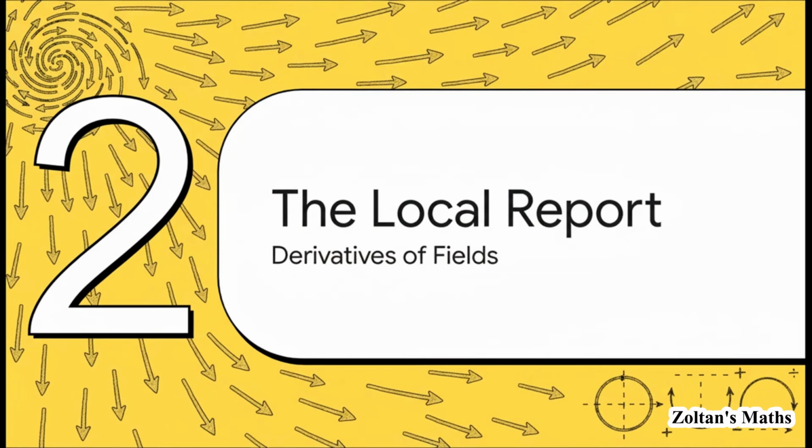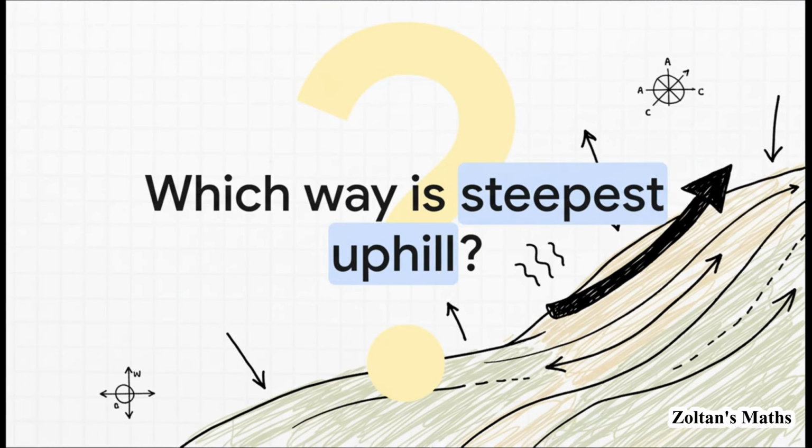Okay, so we've got these vectors, these arrows, but what happens when you have a vector at every single point in space? Well, then you have what's called a vector field. Imagine the air in this room, with a tiny arrow at each point showing you which way the air is moving and how fast. Now here's the cool part. We can use calculus to get what I like to call a local weather report for any single point in that field.